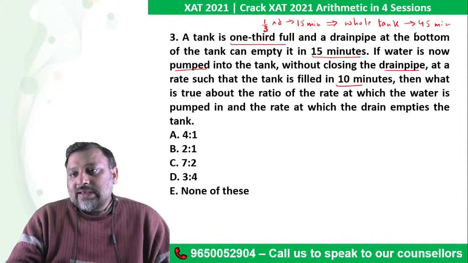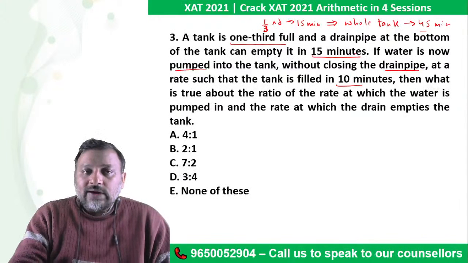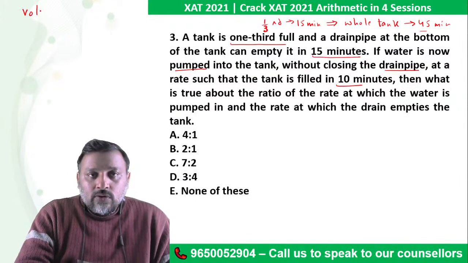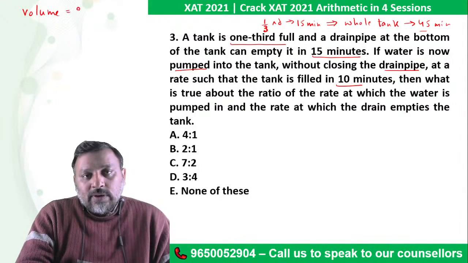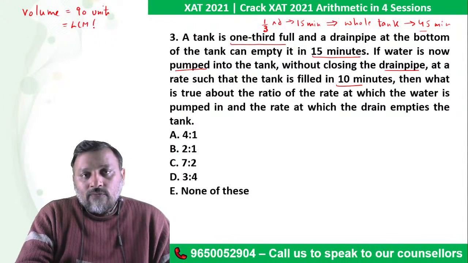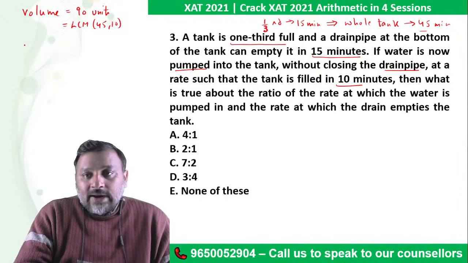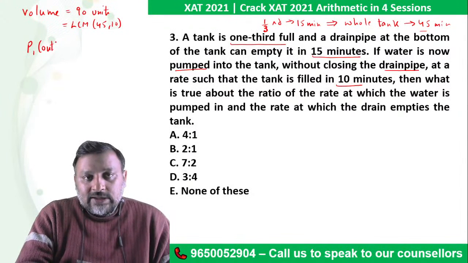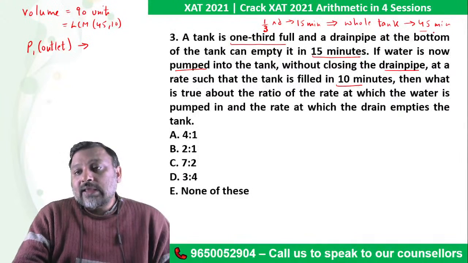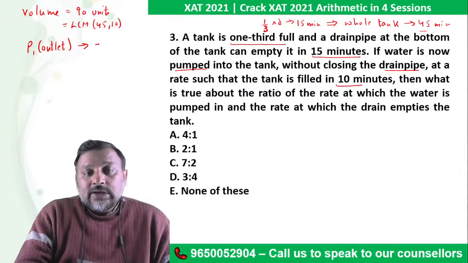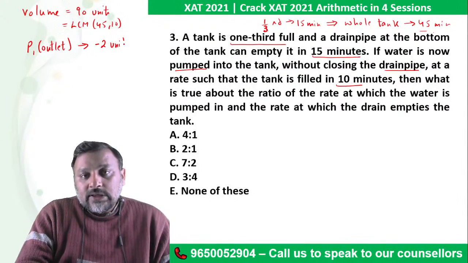Okay, so if I take the LCM of these two values, 45 and 10, so volume, if I assume to be 90 units, that is the LCM of 45 and 10. So if I say the outlet, the drain pipe is P1, this is the outlet, that is the drain pipe. It can empty the whole tank in 45 minutes. So that means it can empty 2 units in 1 minute.